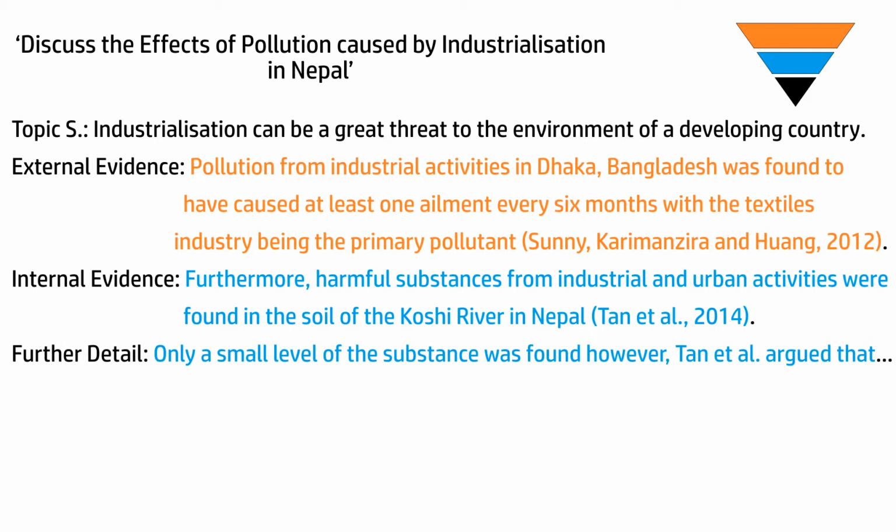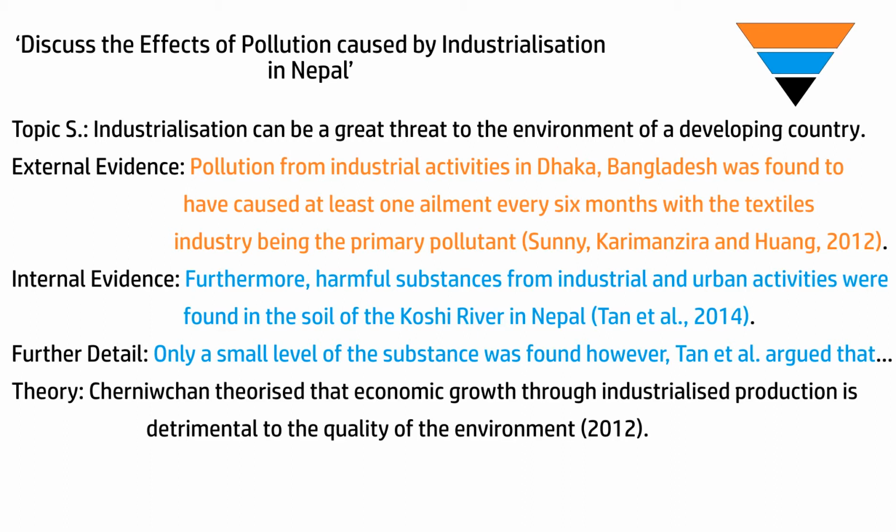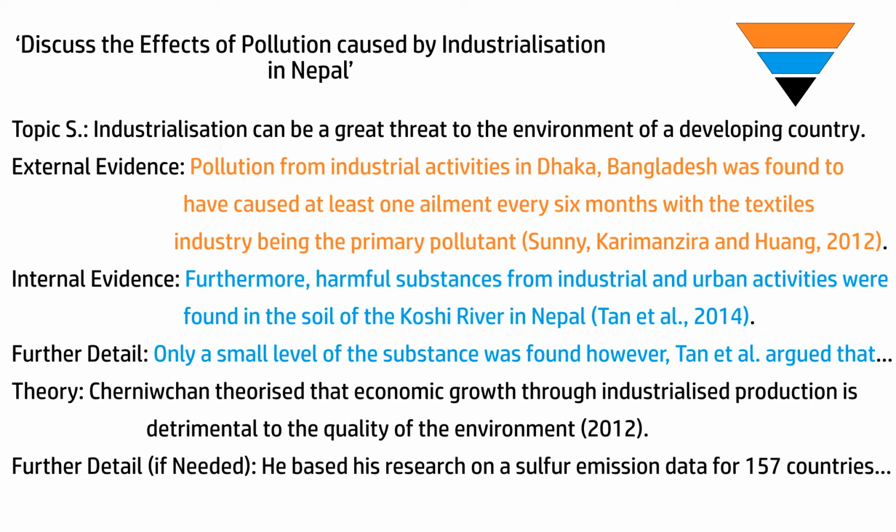Tan et al. argued that the amount may be determined by the fact that Nepal has a smaller level of industrial activities when compared to other countries such as China and South Korea. Chernywan theorized that economic growth through industrialized production is detrimental to the quality of the environment. He based his research on sulfur emission data for 157 countries within the period of 1970 to 2000 to conduct his work.